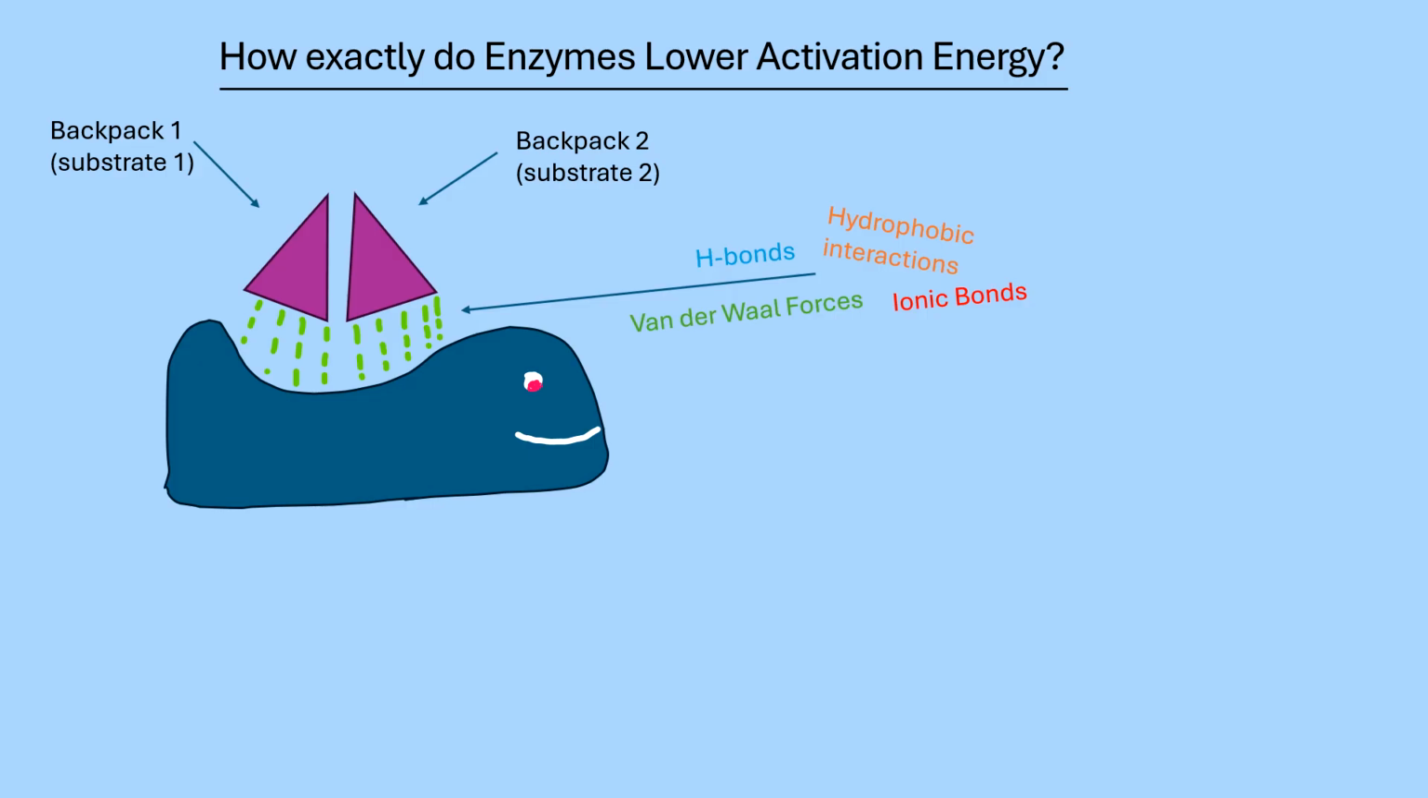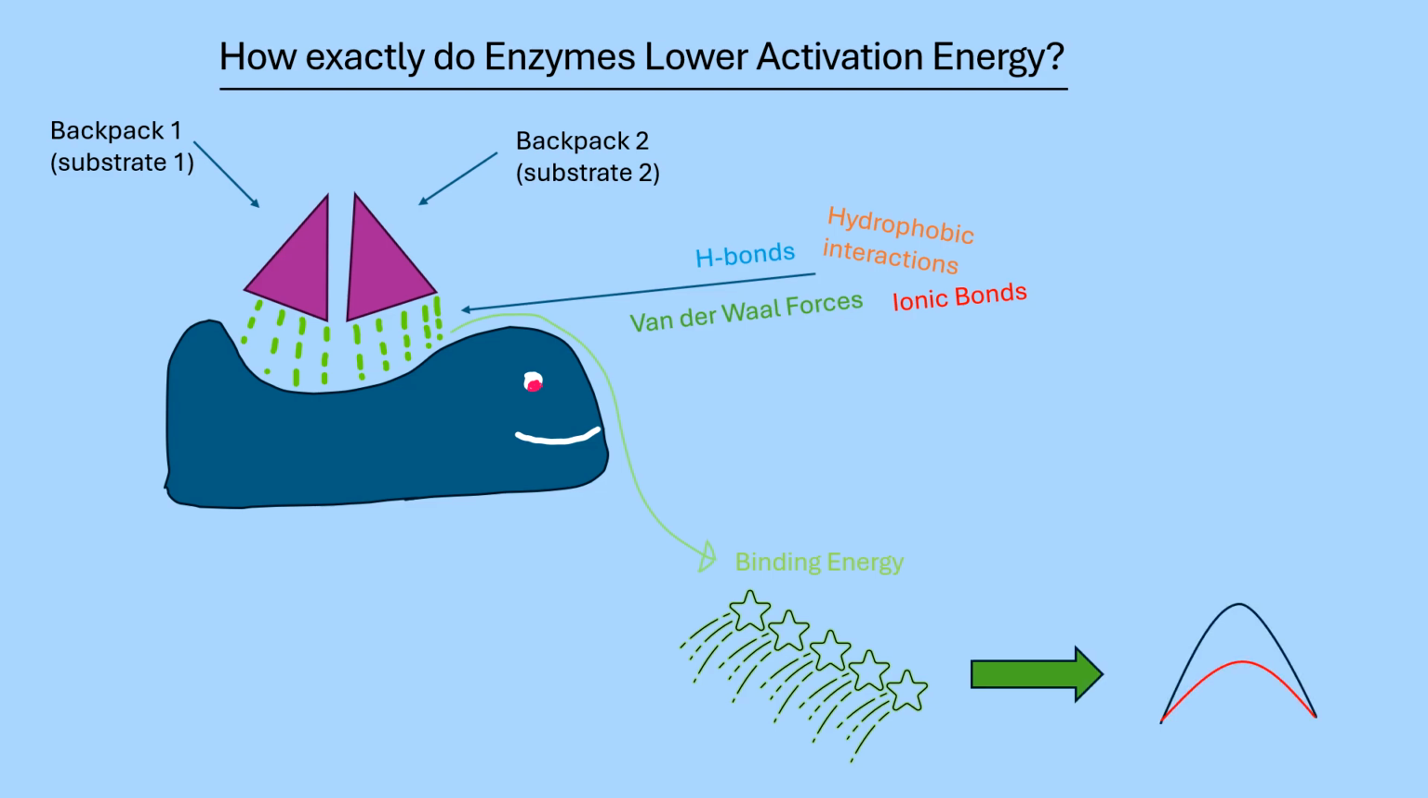But what happens is with all these interactions, they release a little bit of binding energy when they form, when they break, when everything's going on in there. And this binding energy, when enough of it conglomerates all together, is enough to lower that same curve we talked about and actually make that reaction occur so much quicker.